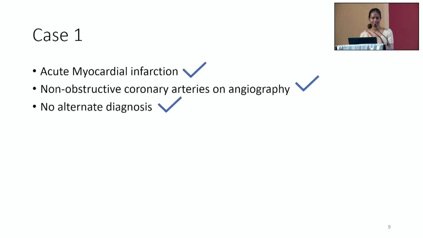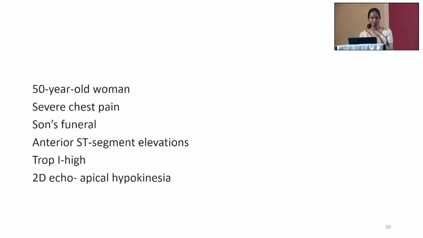So in our first case, the patient has had acute myocardial infarction according to the 4th universal definition, non-obstructive coronary arteries on the angio, and no alternative diagnosis as well. So this is MINOCA. I'll present you another case: a 50-year-old woman presented to us with severe chest pain during her son's funeral, and anterior ST segment elevations are there, troponin was high, and 2D echo showed apical hyperkinesia.